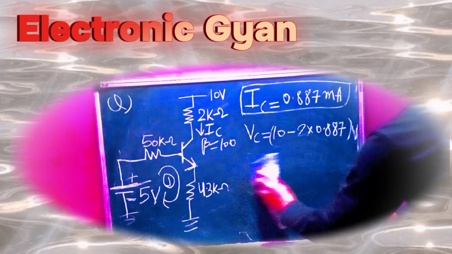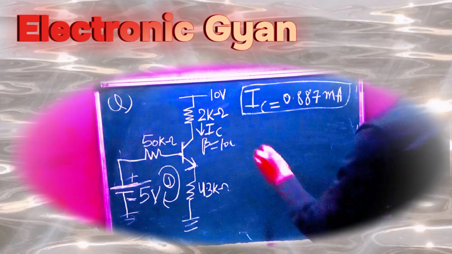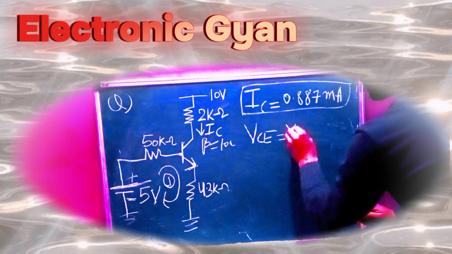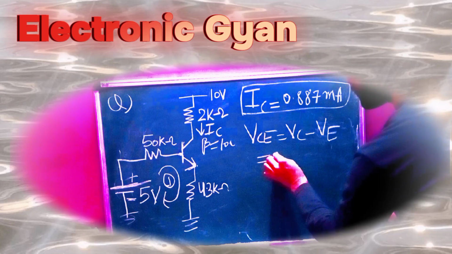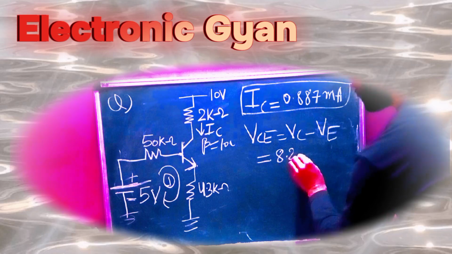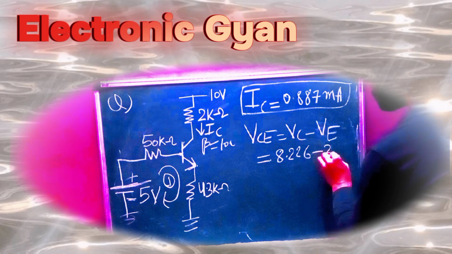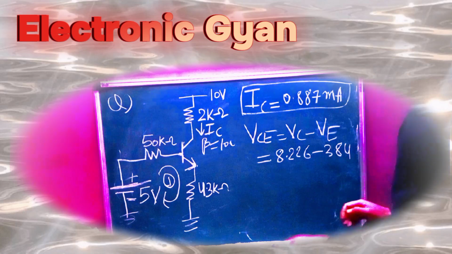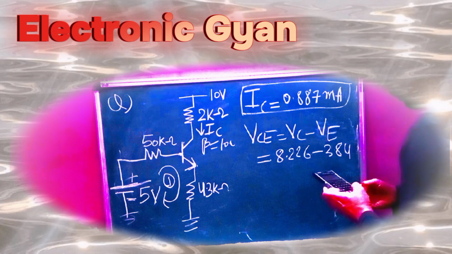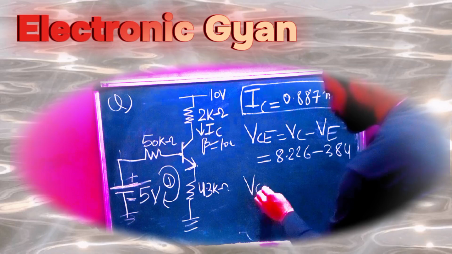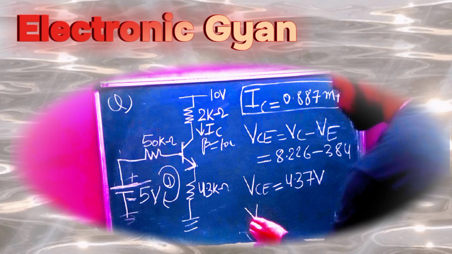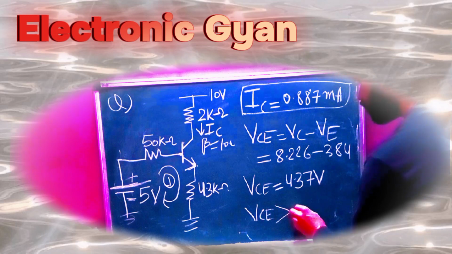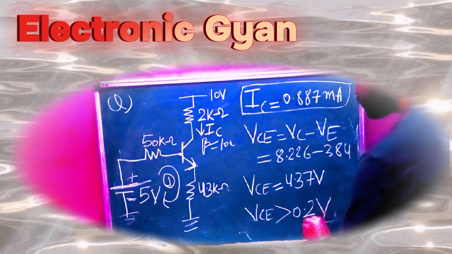Therefore how much is VCE? Why are we checking this? VCE is equal to VC minus VE, which is 8.226 minus 3.84. If you do this, it will come to 4.37. So VCE is 4.37 volt. This VCE is greater than 0.2 volt. What does 0.2 volt mean?